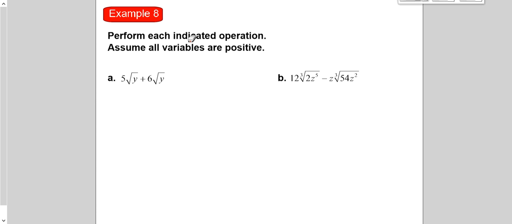Example 8, perform each indicated operation, assume all variables are positive. All right, this is like our pineapples and elephants. We have 5, let's go with this, flowers. 5 flowers plus 6 flowers. 5 objects plus 6 more of the same object. 5 plus 6 is 11. 11 what? 11 square root of y.